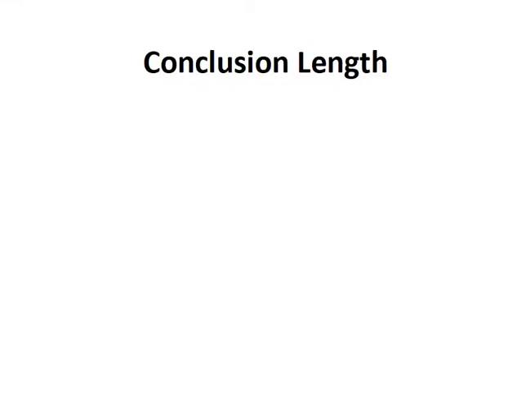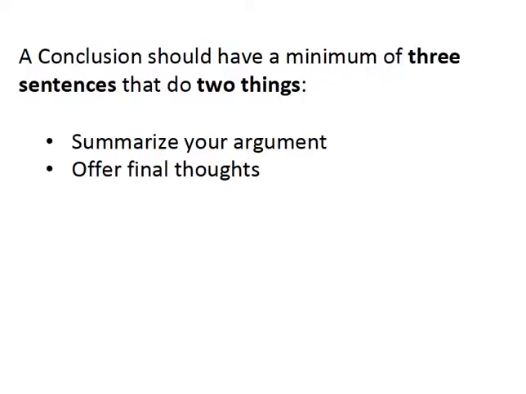In this video, we're going to discuss how to write a conclusion that is an appropriate length. A conclusion should have a minimum of 3 sentences that do 2 important things. First, you want to summarize your argument, which you stated in your thesis statement and then developed in your body paragraphs, and you want to offer your reader some final thoughts on your topic that follow naturally from the summary of the argument that you provide.